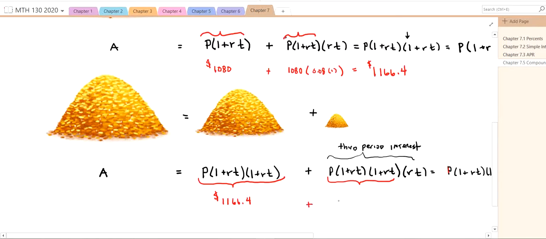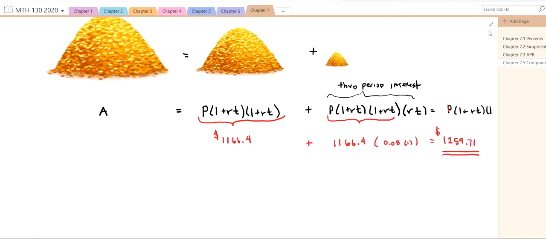And so I have to do one more interest compounding here. Multiply the new principal by RT. Add this to our 1,166.4, and we end up. So then after doing this calculation, taking 1166.4 plus 1166.4 times our RT, so this is the new principal times RT to figure out what our new interest is, we end up with $1,259.71.